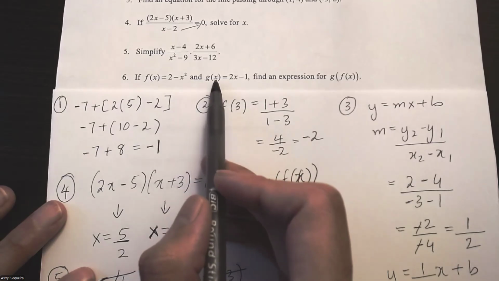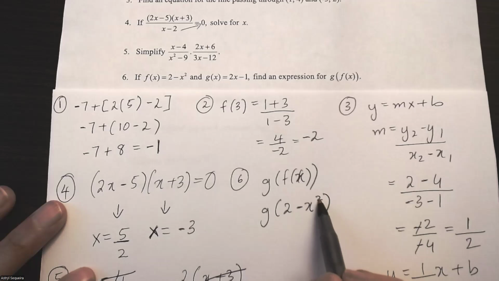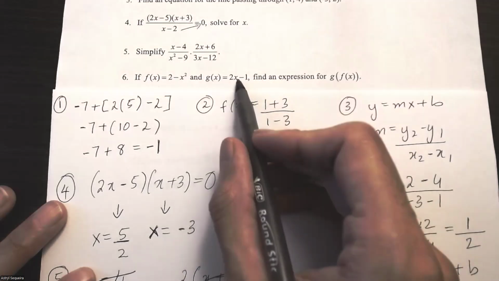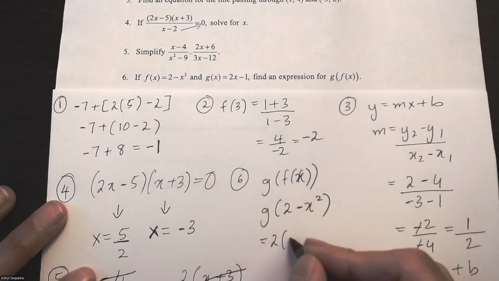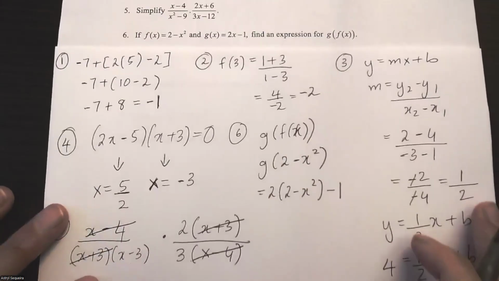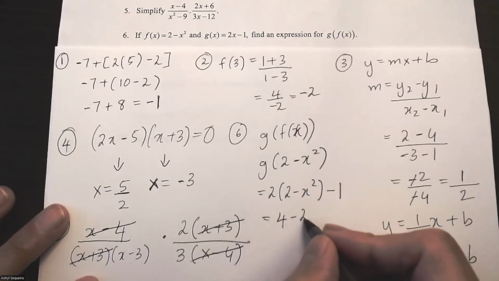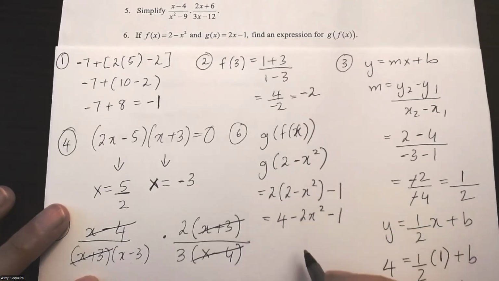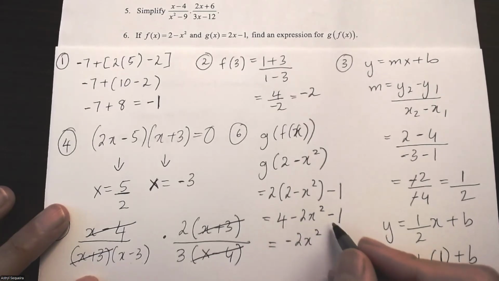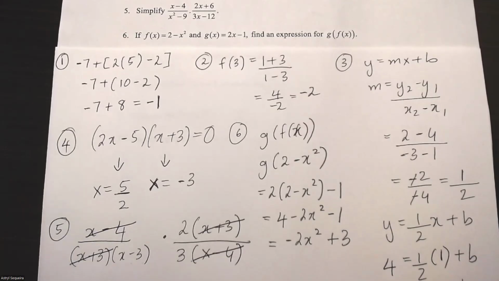So I'm just looking at my g function, and I'm replacing x with 2 minus x squared. I'm just replacing that x over there with 2 minus x squared. Now all I have to do is simplify this. So I'm just going to multiply the 2 into the bracket. Then I'm going to combine like terms. So negative 2x squared, I can just write that first. 4 minus 1 is just 3, and that's my solution to question number 6.